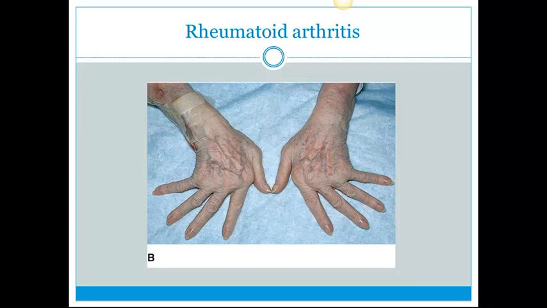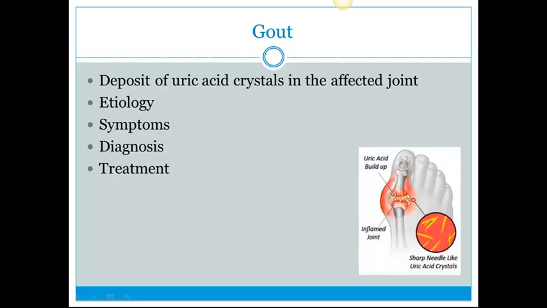So here is an example of rheumatoid arthritis. As you can see, the deformity in the joints. Gout is a deposit of uric acid crystals that affect the joints. So as you can see in the picture here, uric acid oftentimes will deposit in a toe joint or in the knee, the most common joints that it will affect, and then cause inflammation of that joint and cause severe needle-like pain.